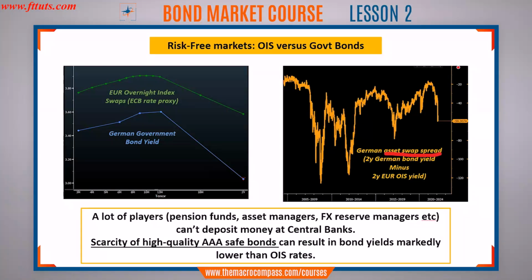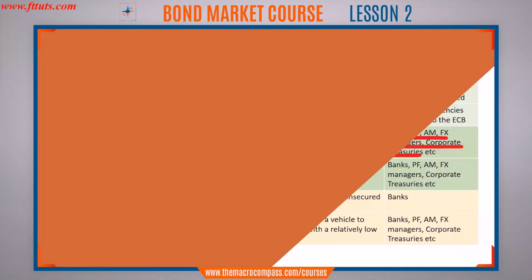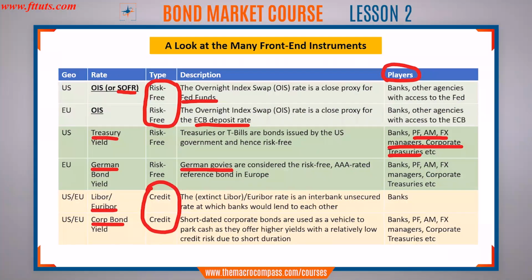As you can see, this number is always below zero, the whole time below zero. That's the first thing we need to explain: why German government bonds, over time since 2005, always trade at a premium when it comes to prices, so they yield less than the equivalent ECB rate proxy. To explain that, we need to go back to the players.